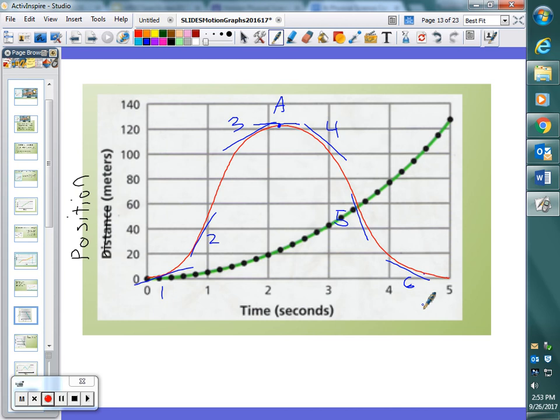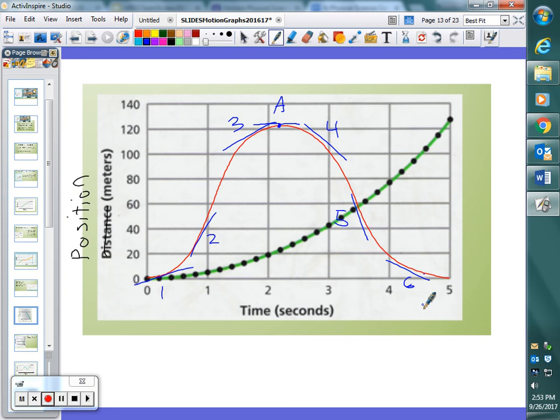Its acceleration was 9.8 meters per second squared. So its velocity, yeah, that was its acceleration. What's me pushing the ball upward with my hand? Force. Which part of the graph is me pushing the ball upward? Which number? 1. Because it's getting faster.